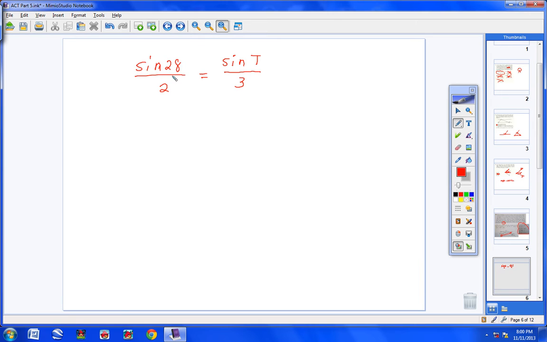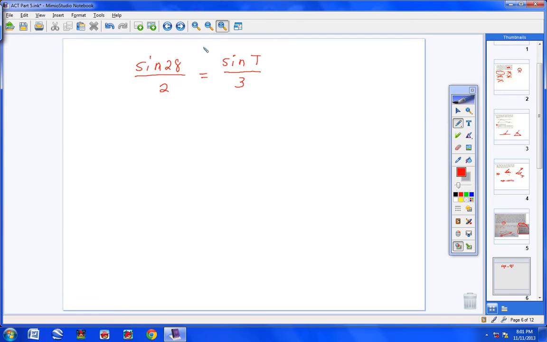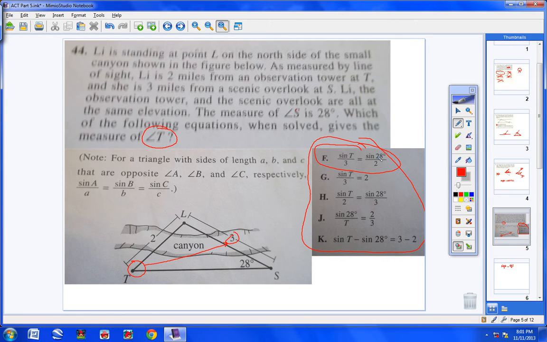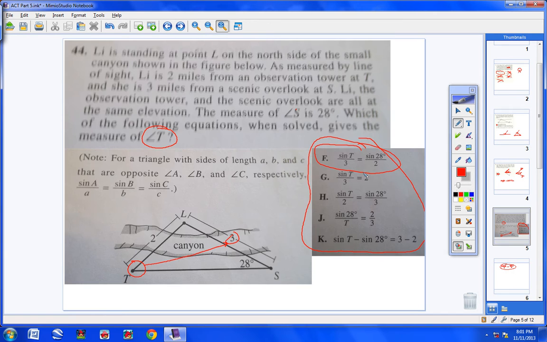Sine of 28 over 2, sine of t over 3. Let's see here. Here it is right here. Letter F. Sine of t over 3 equals sine of 28 over 2. So there it is. Your answer would be letter F. Again, if you've had law of sines, it might have been a while, but at least it rings a bell a little bit. But that is how you would solve that problem.